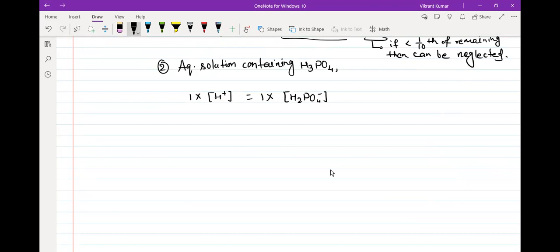So if it is having just -1 charge, then 1 into. If I am having HPO4 2 minus, every ion will give you 2 negative charge, no? That's why we need to multiply it by 2. Plus I am having phosphate ion, so I need to multiply it by 3. Plus I am having OH minus, so I need to multiply by this. Is it okay? Now if I ask you compare H plus and 3 into phosphate, what will you say?